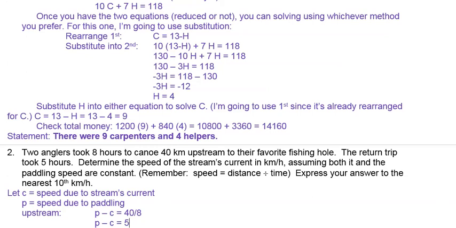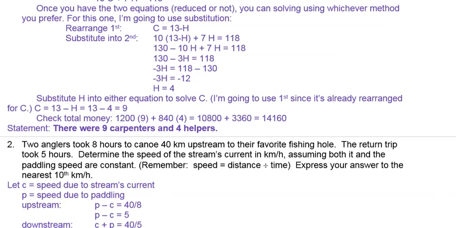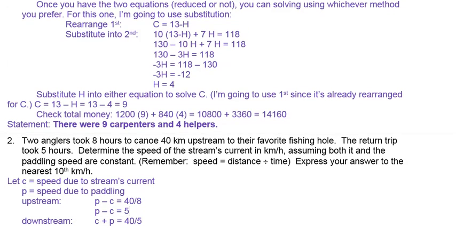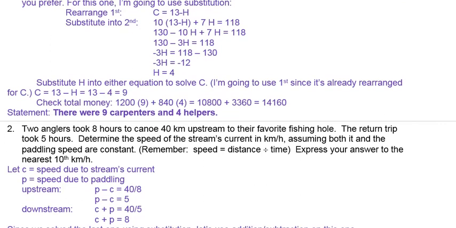Downstream, they did exactly the opposite. They got C plus P, right? They're going with the current, and it makes sense it didn't take them as long because they're going with the current, and that they were going faster overall. So 40 divided by 5 gives us 8.